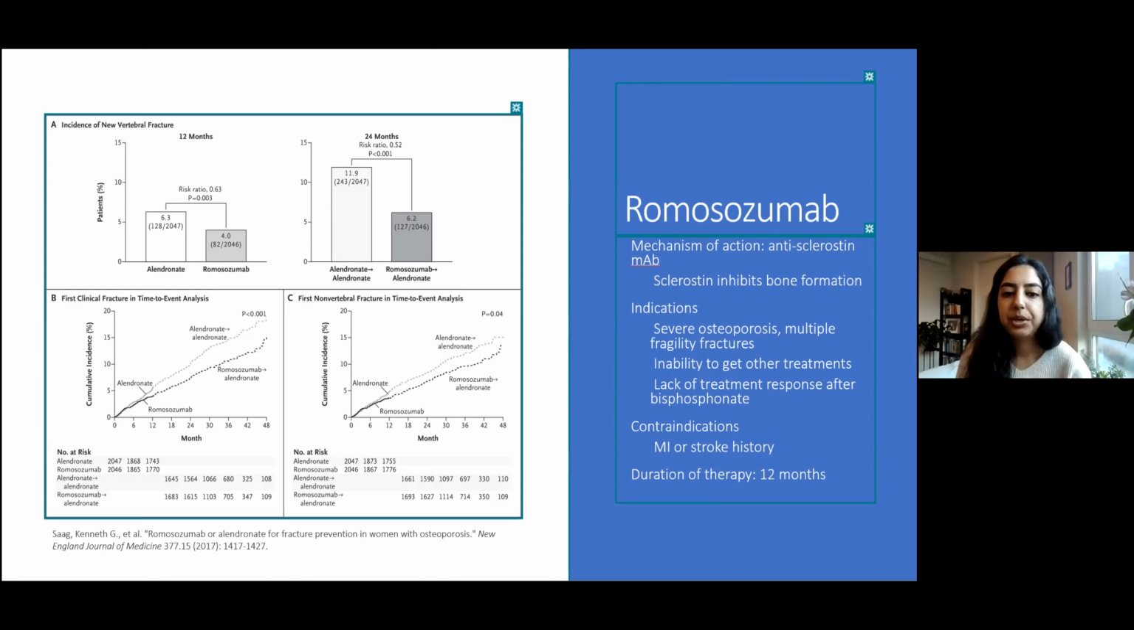Romosozumab was superior to teriparatide for treatment after bisphosphonate. So like that woman who's completed bisphosphonate, there's evidence that shows romosozumab as your second agent is superior to teriparatide. People you shouldn't use romosozumab in are people with a high risk cardiovascular history. So if they've had an MI or a stroke, there's some cardiovascular risks that are thought to be associated with romosozumab, and the duration of therapy is 12 months.